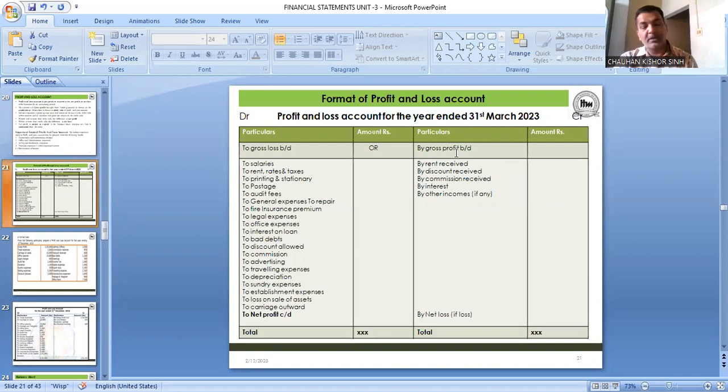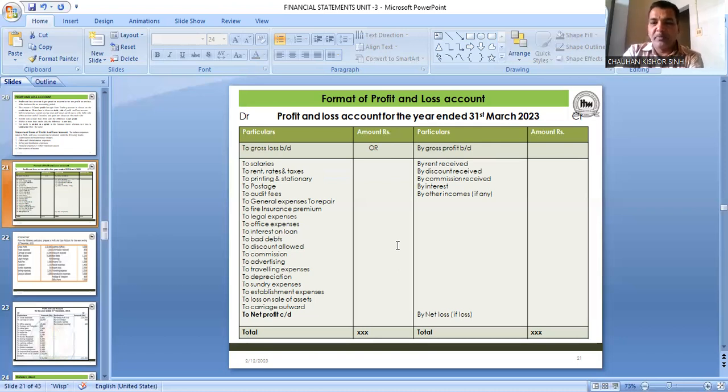But it is not necessary that trading account will always give profit. Sometimes trading account may have gross loss. So if there is a gross loss, then it will be recorded on the debit side. So on the debit side, you can see gross loss brought down. Both will not come, anyone will come. If there is a gross profit, you will record on the credit side. But if there is a gross loss, then you will record on the debit side. So in between, you can see "or" is given. Anyone will come, depending upon the result of trading account.